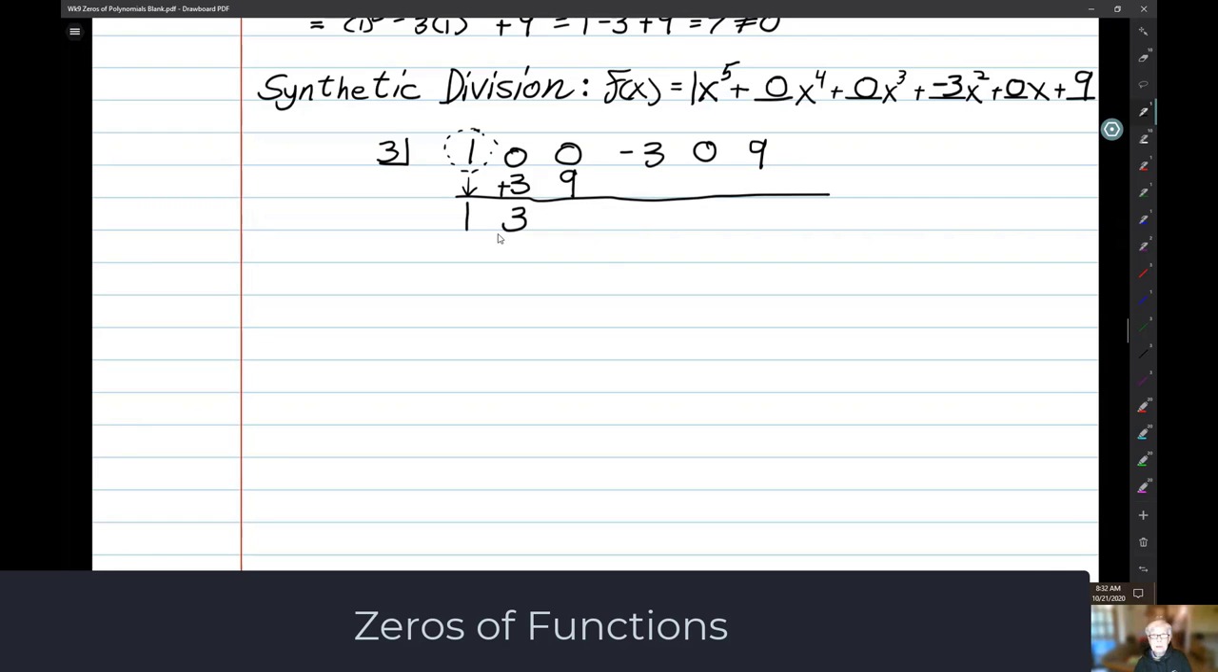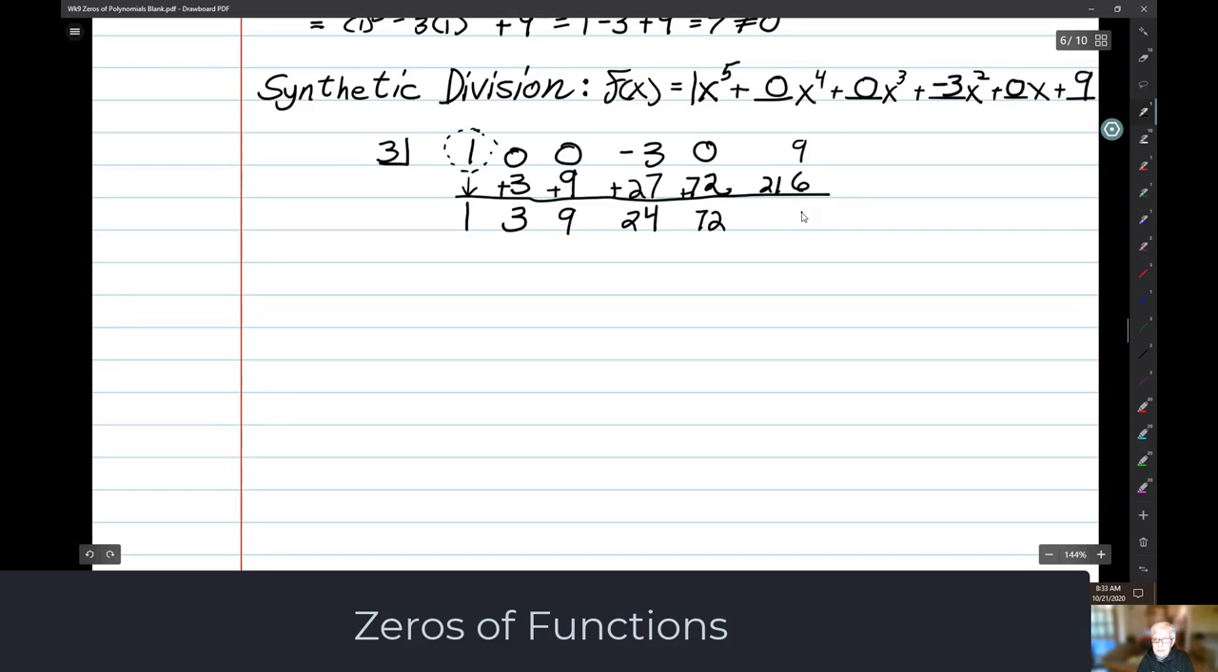Now you can get really fast at this because all you're doing is multiplying and adding, multiplying and adding, multiplying and adding. 0 plus 9 is 9. 9 times 3 is 27. Negative 3 plus 27 is 24. 24 times 3. 3 times 4 is 12, carry the 1, that's going to be 72. 0 plus 72 is 72. Now, I have to take 72 and multiply it by 3. I need more room here, so 6, 21, 216.